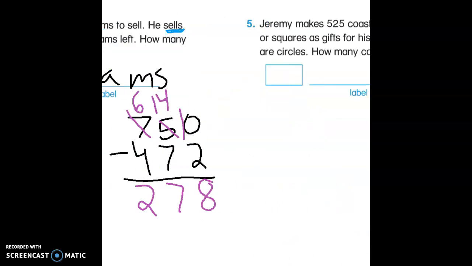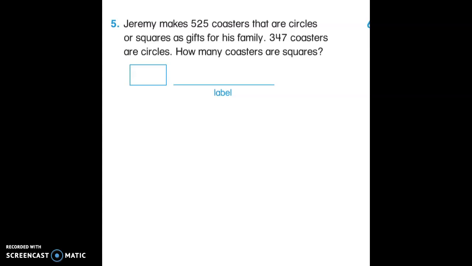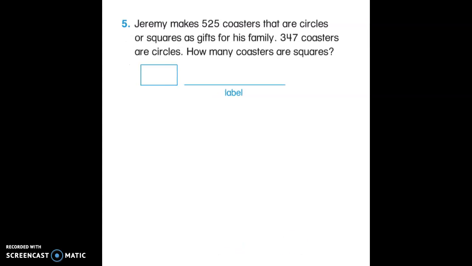Moving on to our next word problem. Jeremy makes 525 coasters that are circles or squares as gifts for his family. So he has 525 in total. Some are circles, some are squares. 347 coasters are circles. How many coasters are squares?